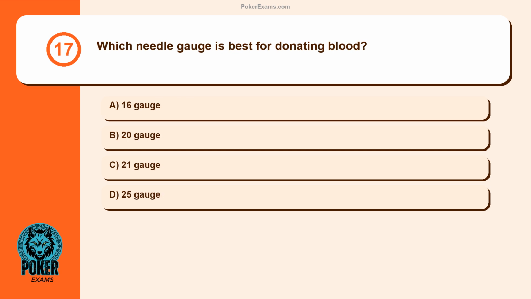Question 17. Which needle gauge is best for donating blood? 16 gauge, 20 gauge, 21 gauge, 25 gauge.